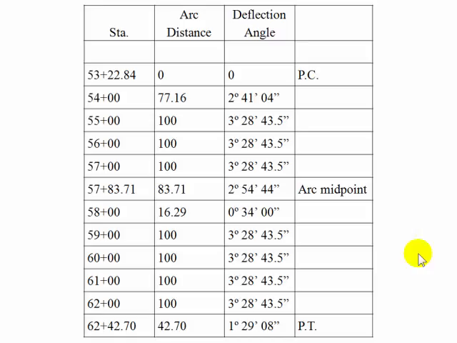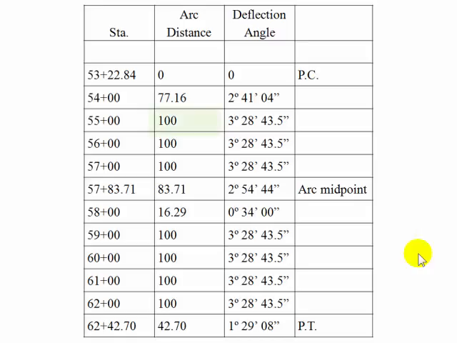And you'd list the stations. At the first station you have at the top is the PC station, followed by whole 100-foot stations. And then at the arc midpoint, we have calculated that arc midpoint, that is, that point on the arc halfway between the PC and the PT. And then the remaining 100-foot stations, and then the PT. You can see the arc distance of 77.16 feet is that arc distance from station 54 plus 00 back to the PC.